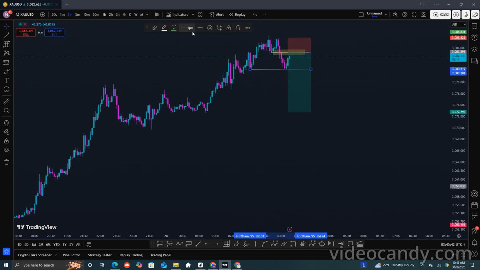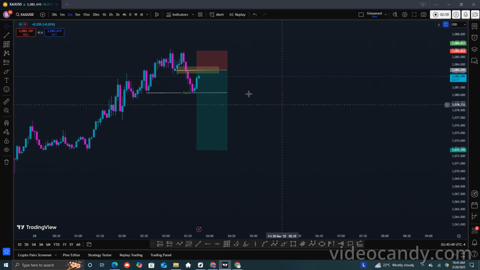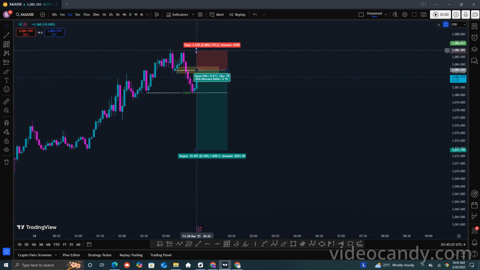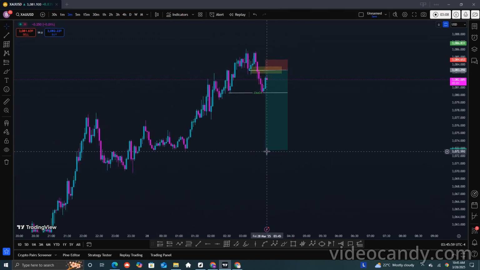This is the low time frame change of character. So you can still get in here, but you can put your stop loss tighter, right? Something like that, so that we target these zones that way. So that is what I want to take.